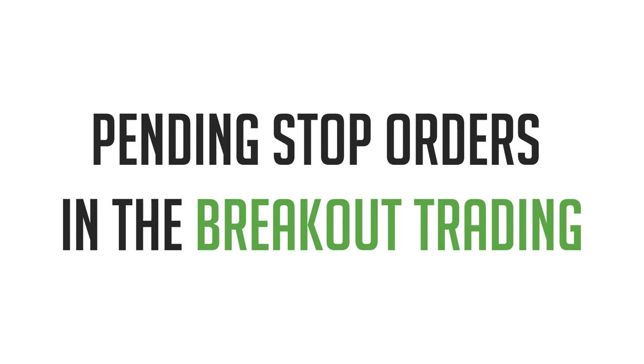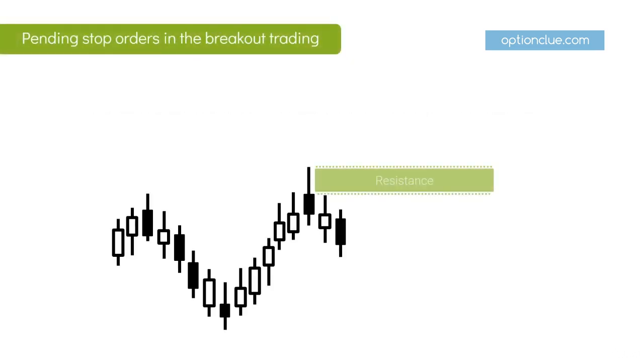We discussed earlier the principles of plotting the horizontal levels as well as their properties. In this video we'll consider the use of pending stop orders when trading a breakout. These are such orders as buy stop and sell stop. Now by several examples I will demonstrate the advantages and disadvantages of their use.